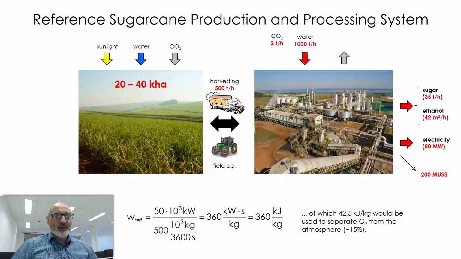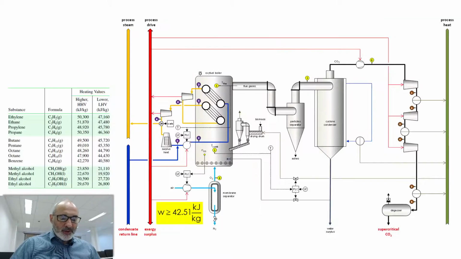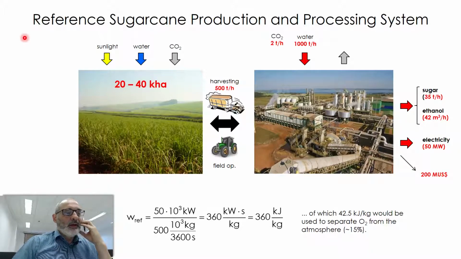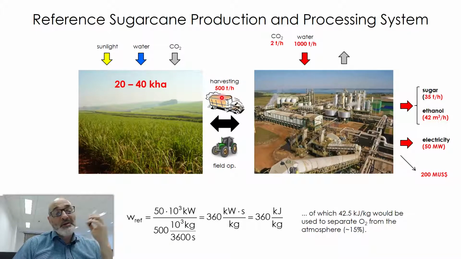This is our reference sugarcane production process, just to use the number 42.51 in this overall analysis. I'm sure you remember this slide, what I call a reference sugarcane processing plant. These are actual numbers. It processes 500 tons per hour during 200 days, and it emits 2 tons of CO2.